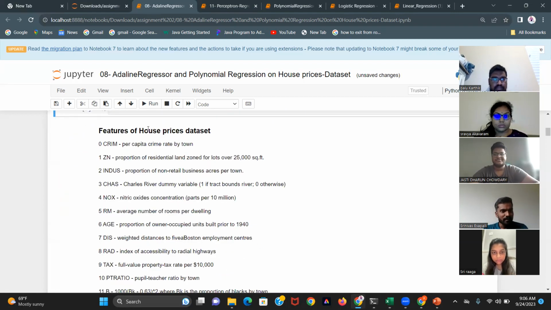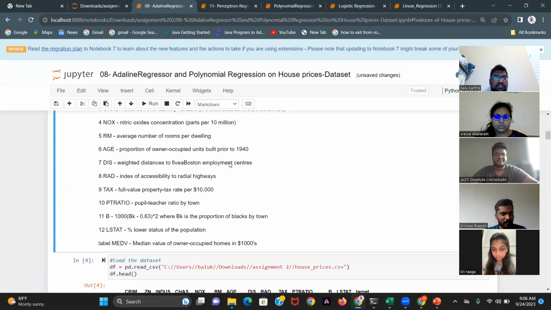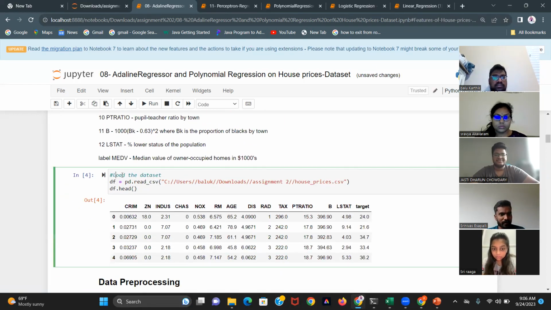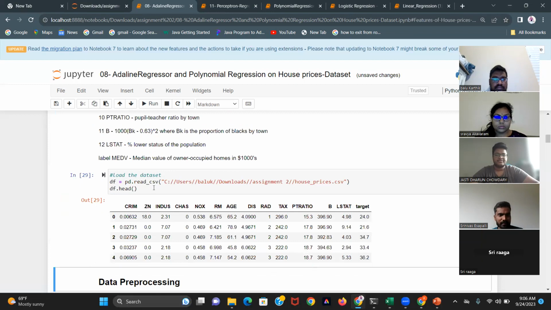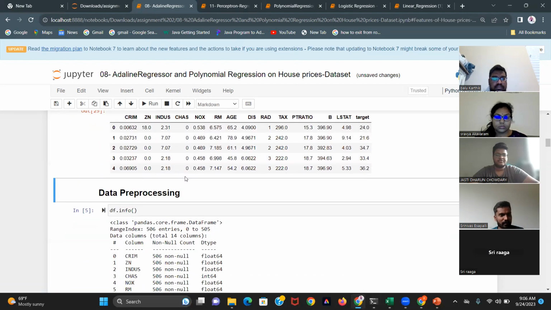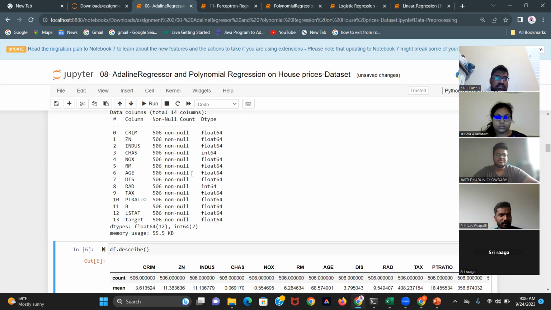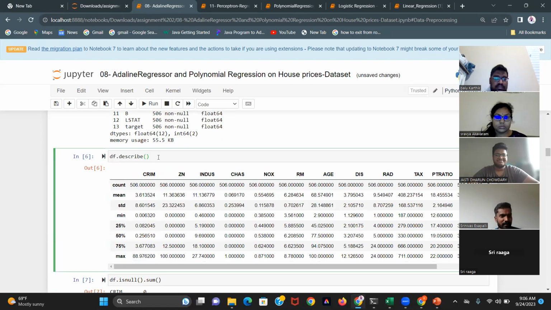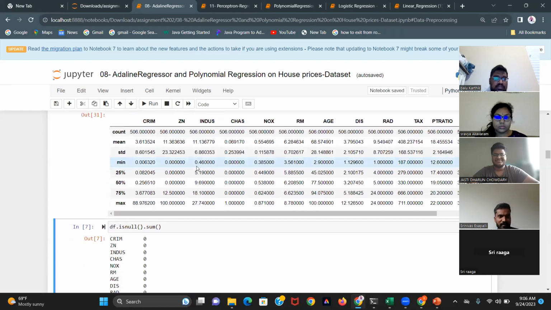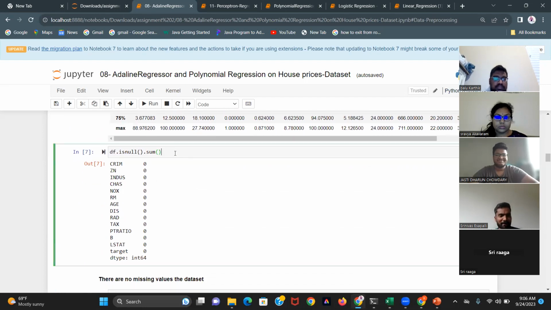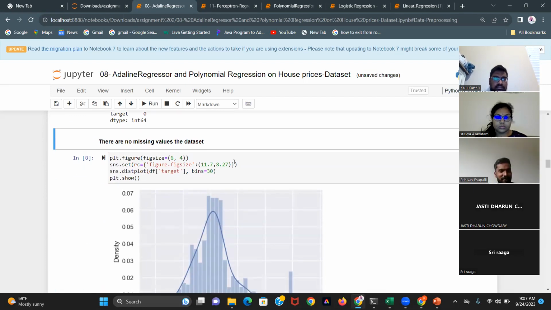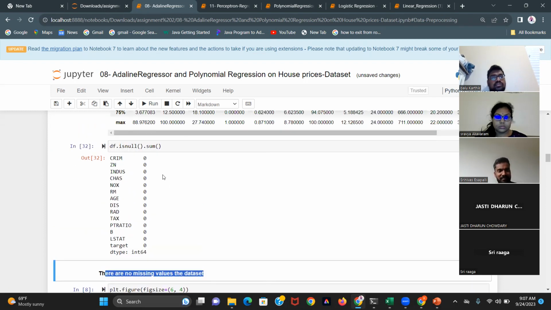Yeah, these are the results of the polynomial regression. Here we need to load the data set, then we'll get the below output. And in the data pre-processing, here we describe the results. Here there are no missing values.